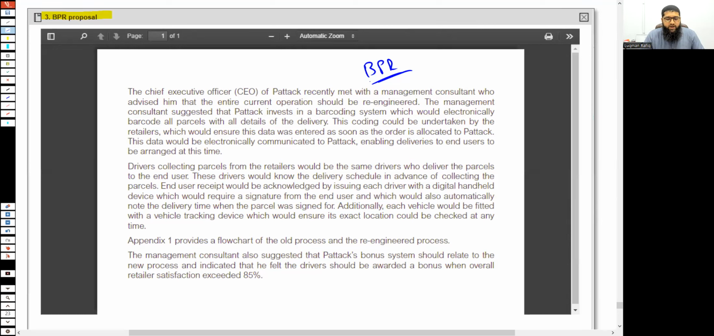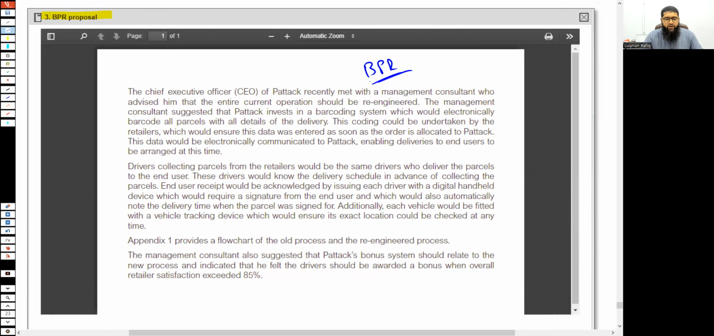The management consultant suggested that Patek invest in a barcoding system which would electronically barcode all parcels with all details of the delivery. This coding could be undertaken by the retailers, which could ensure that data was entered as soon as the order is allocated to Patek. This data would be electronically communicated to Patek, enabling deliveries to end users to be arranged at this time. Drivers collecting parcels from the retailers would be the same drivers who deliver the parcels to the end users. These drivers would know the delivery schedule in advance of collecting the parcels.